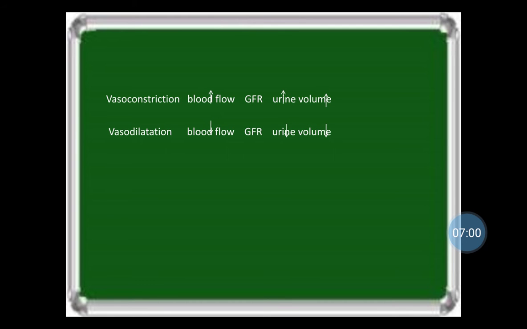Now these terms relate: vasoconstriction means it increases the blood flow, so it increases the GFR, and it ultimately increases the renal volume, meaning the urine volume. Then vasodilation causes a decrease in the blood flow, so it causes a decrease in the GFR, and it affects the urine volume.